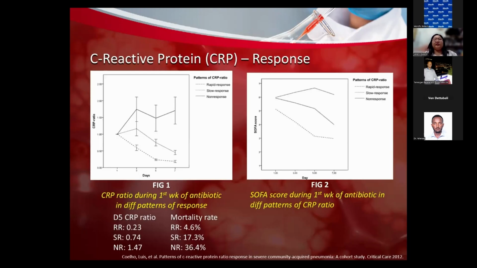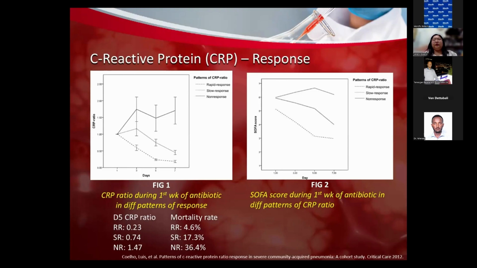Patients with severe CAP were retrospectively divided according to 3 patterns, and as shown in this time-dependent analysis in figure 1, CRP ratio variations of the 3 different patterns were statistically different. By day 5, CRP ratios were 0.23 for rapid responders, 0.74 for slow responders, and 1.47 in patients exhibiting non-response. So this means that the non-responders remain to have an elevated CRP.